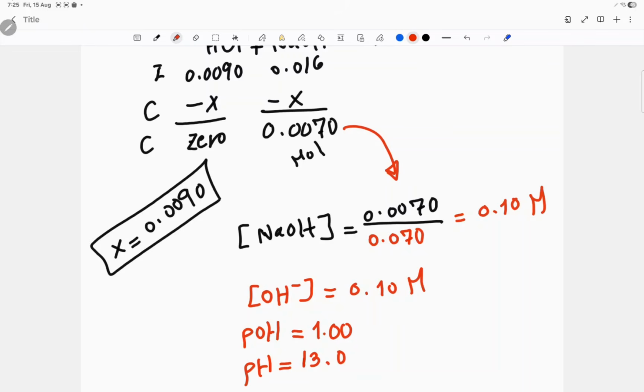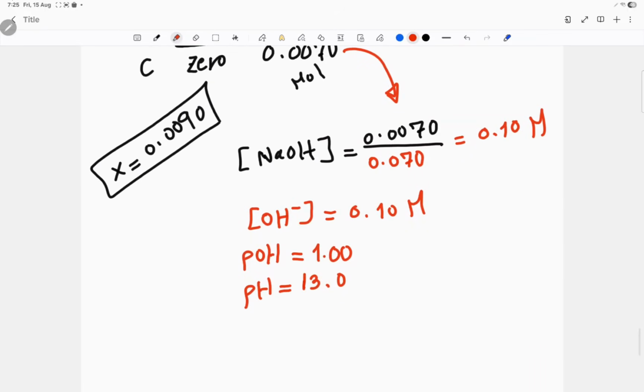And then 0.10 molarity is the same as... Yeah, it's a 1-to-1 ratio. And then you found pOH and the pH, right? Easy.